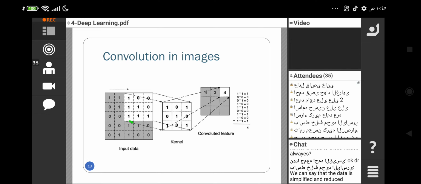So this is convolution. Convolution is the movement of a kernel on the input image, and it is creating some data for us.